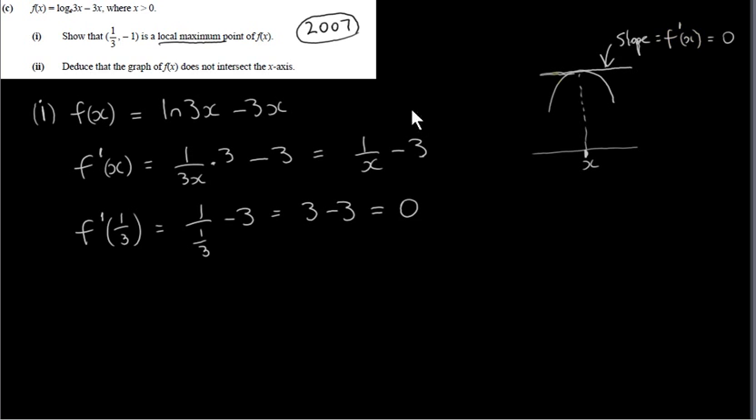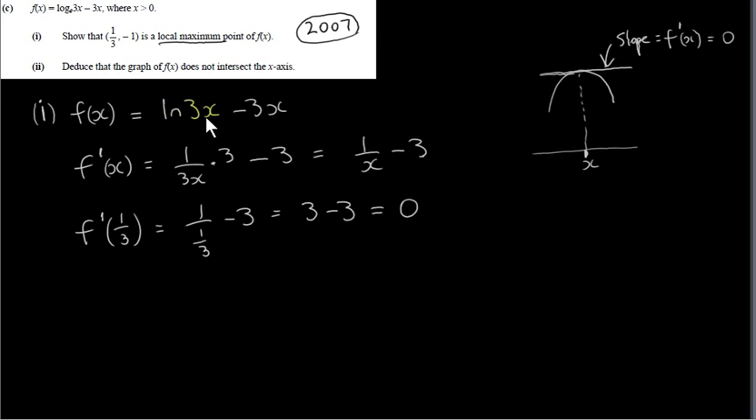So the x value of this point is 1/3. So we want to show that the derivative of f at x equals 1/3 is 0. So we need to differentiate this. To differentiate ln of something, we put 1 over the argument. We put 1 over this. You can look that up. So it's 1 over 3x.